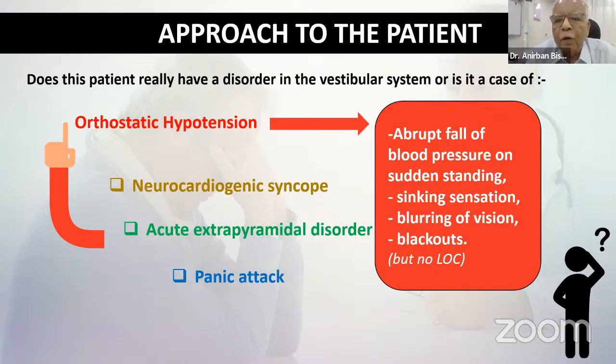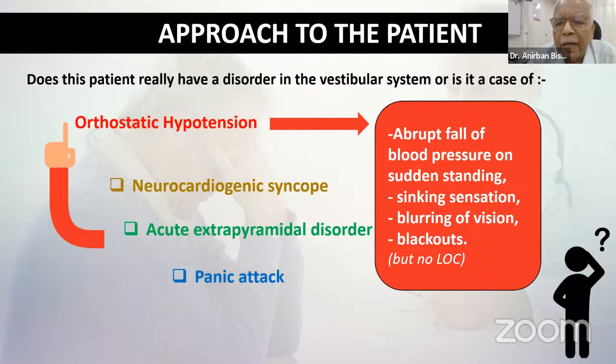In orthostatic hypotension, there will be an abrupt fall of blood pressure on sudden standing, sinking sensation, blurring of vision, blackouts, but no loss of consciousness. So that is called orthostatic hypotension. Take a history of the drugs that the patient is taking, because mostly orthostatic hypotension occurs as an adverse effect of certain drugs. So you have to know that.